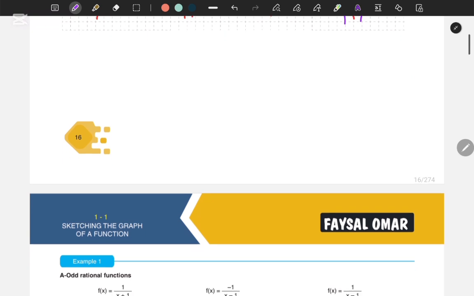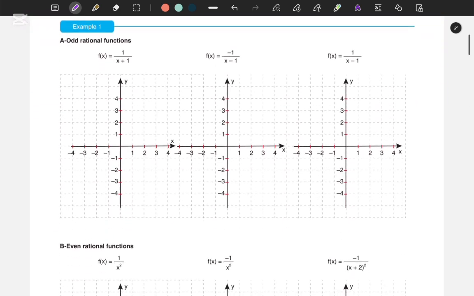Let's solve another example. Look. Is the denominator an odd power? Yes, x to the power of 1. What makes the denominator 0? x plus 1 equal to 0. x equals negative 1, isn't it? Negative 1 makes the denominator 0. Let me draw.